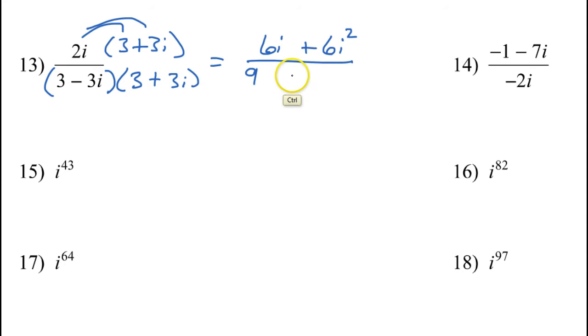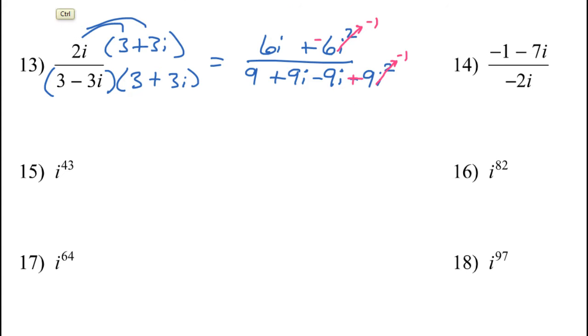3 times 3i is 9i. Negative 3i times 3 is negative 9i. And then negative 3i times positive 3i is negative 9i squared. That's a lot of 9s. Now, we remember that i squared is negative 1. So that's going to have the result of changing this positive 6 to a negative 6. This i squared is also negative 1. That's going to make this into a positive 9.